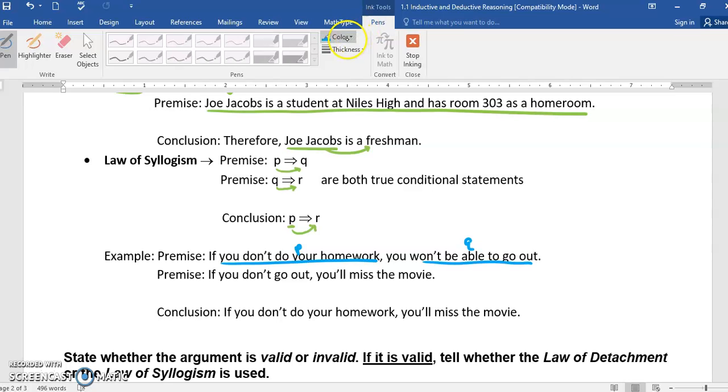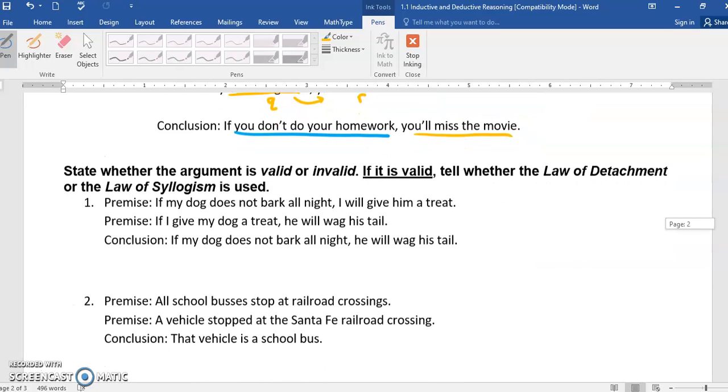Well, if we aren't given permission to go out, so notice that's the same. It's talking about being able to go out. Then that's going to mean we miss the movie. That's our R. So because these two things match, the end of the first one matches the beginning of the second one. See that? Our conclusion is, if you don't do your homework, then you're going to miss the movie. So it goes straight from P to R. So just a couple of examples here.